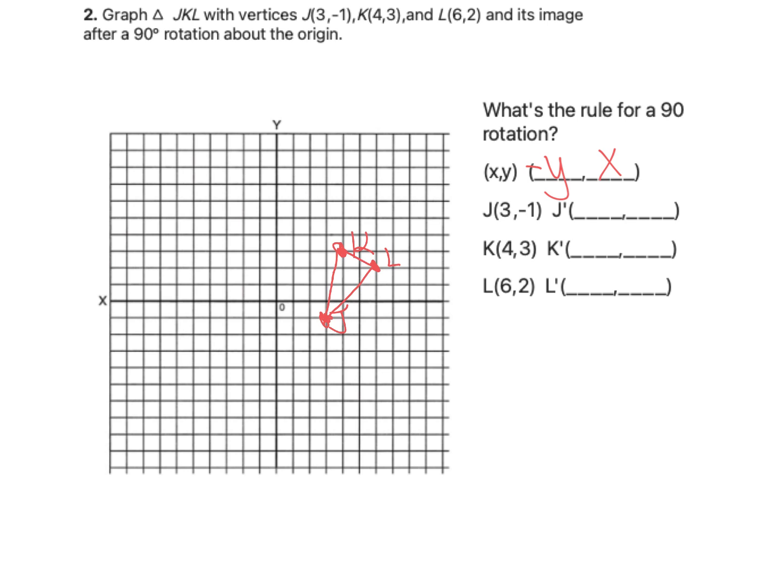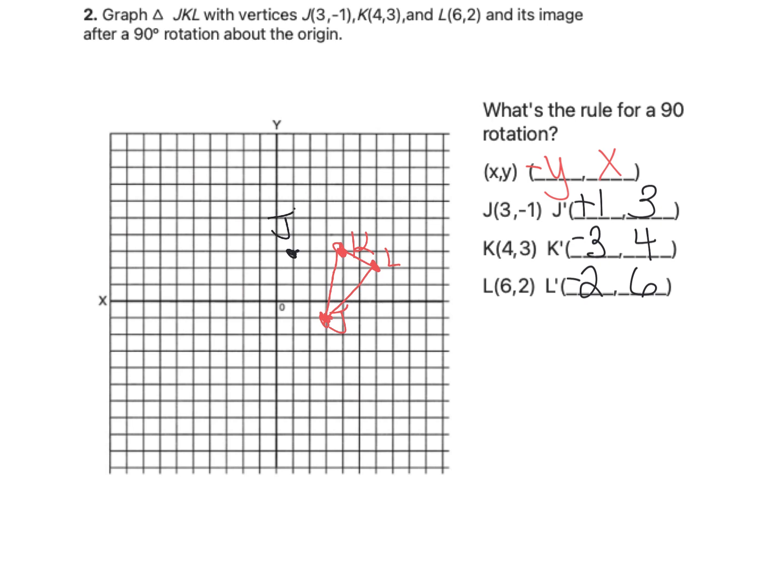Sorry about that. So we're going to flip-flop our X and Y, so 3, -1, we're going to flip-flop them, and our Y value becomes the opposite sign. Well, the opposite of -1 is +1. And then 4, 3, we're going to flip-flop, and the opposite of 3 is -3. 6, 2, we're going to flip-flop, and then the opposite of 2 is -2. So then when we graph these, we're going to be at 1, 3.